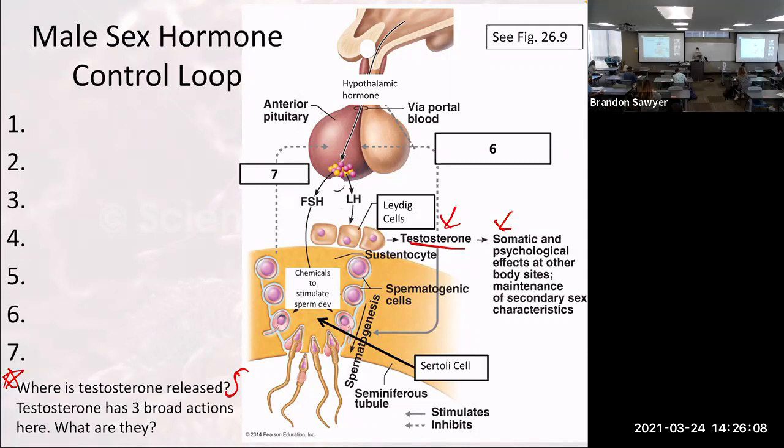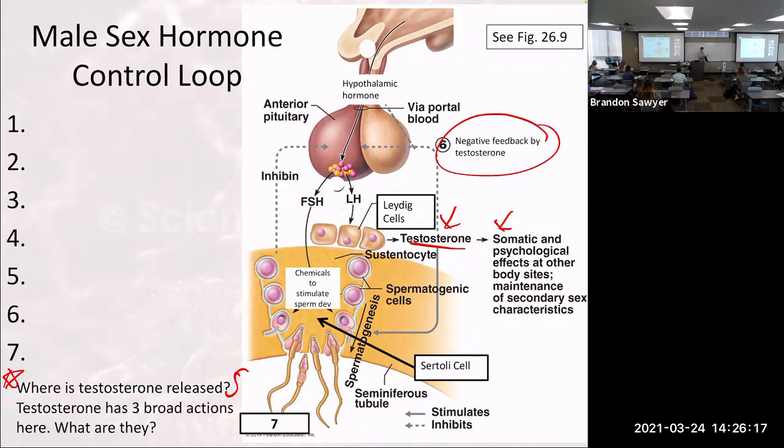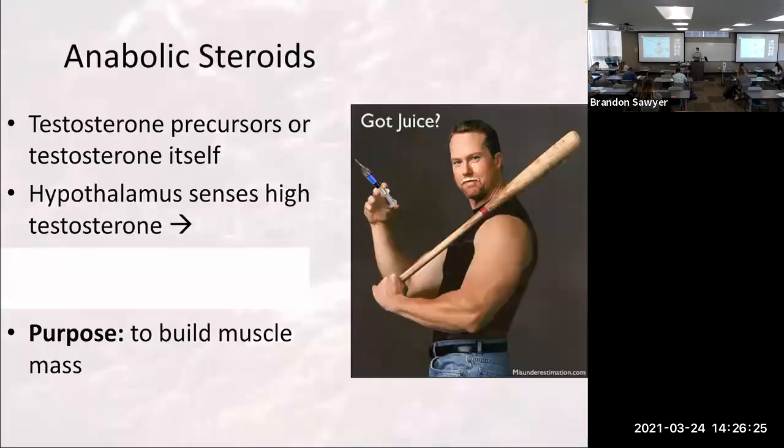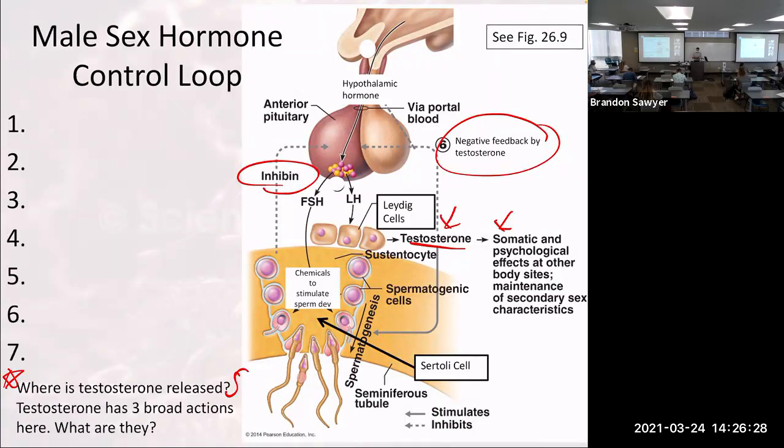Okay, and then we see some negative feedback provided in 2 separate ways. We see some negative feedback provided by testosterone itself, and then we see some negative feedback provided by inhibin. Okay, testosterone has 3 broad actions. We've got growth. It's an anabolic hormone, so number 1 is growth. Number 2, sperm development, and number 3, sex characteristics. Okay, so those would be the 3 broad effects of testosterone.